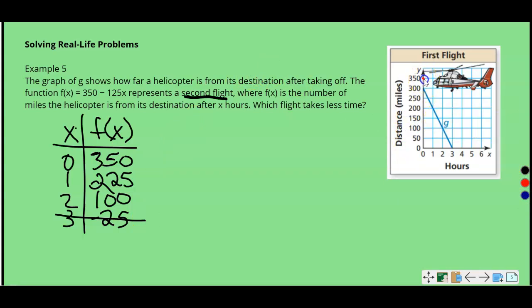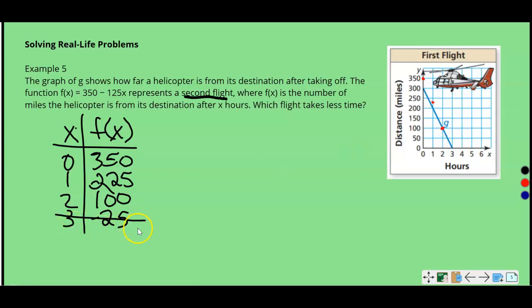But if you wanted to graph this and see what it would look like, this one starts at 350. Your initial value is (0, 350). And then 1 would be about 225, so it'd be right in here. And then 2 hours would be at 100. So it actually crosses here, becomes the same after 2 hours.